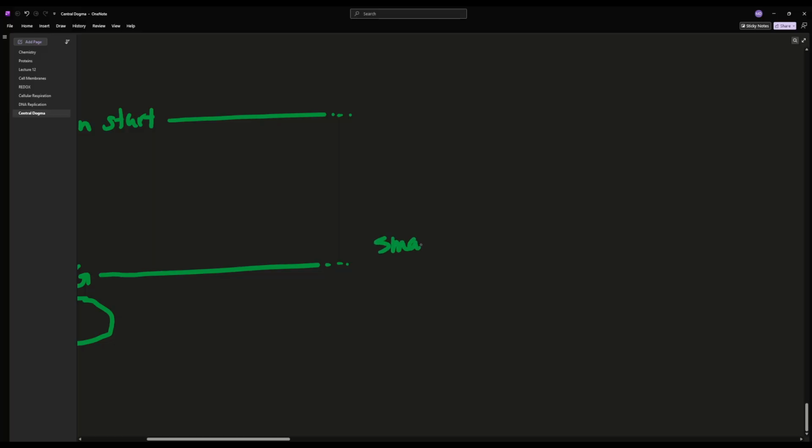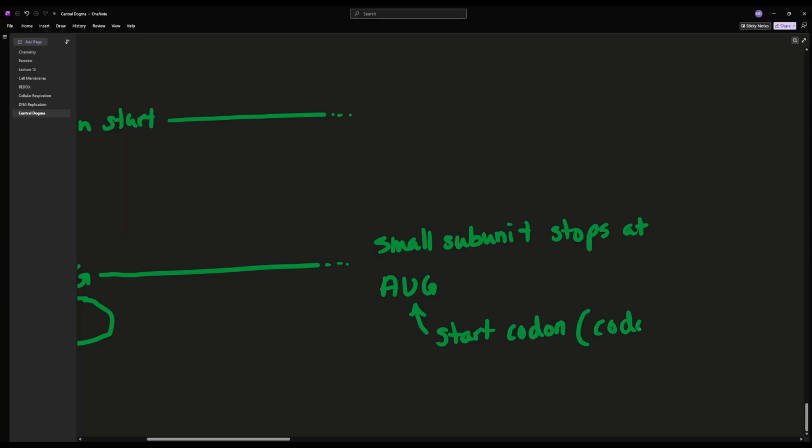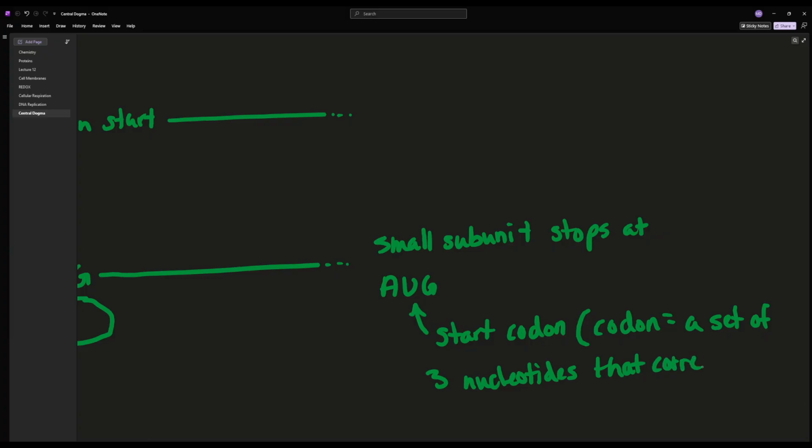Let's write that down. Small subunit stops at AUG. Okay? This here is the start codon. And a codon is a set of 3 nucleotides that correspond to an amino acid.